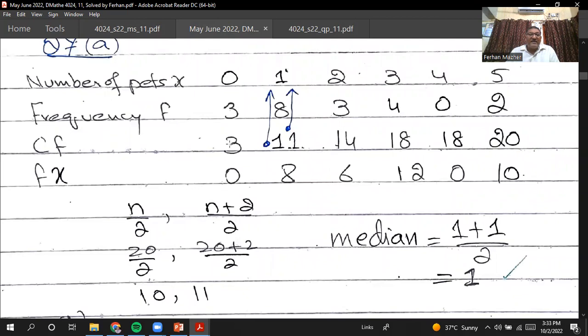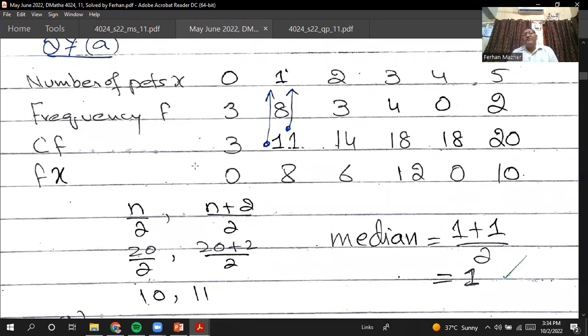So in this first class, you will have first number, second number, third number. In this class, you will have 4th, 5th, 6th, 7th, 8th, 9th, and 10th and 11th number. So I was looking for the 10th number and the 11th number. The 10th number is in this class. So from here you go to the x value, and that is 1. So the 10th number is 1. The 11th number is also 1.